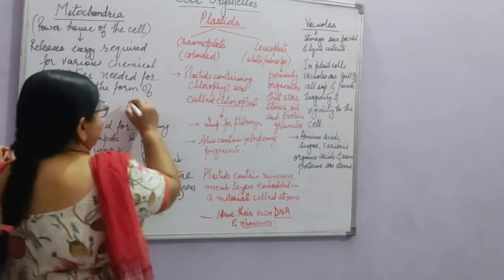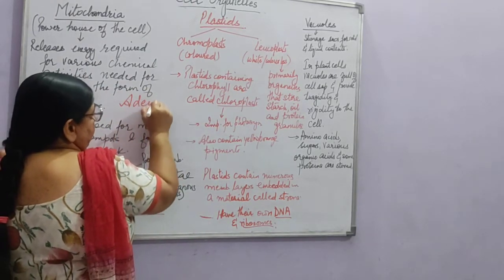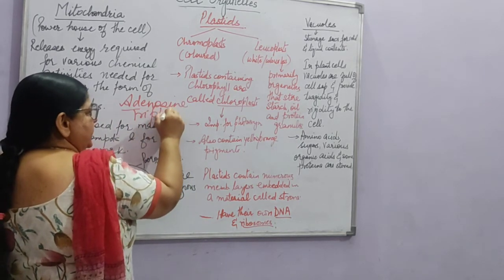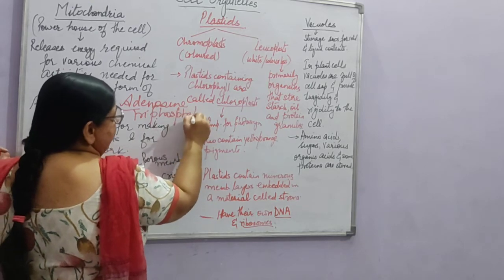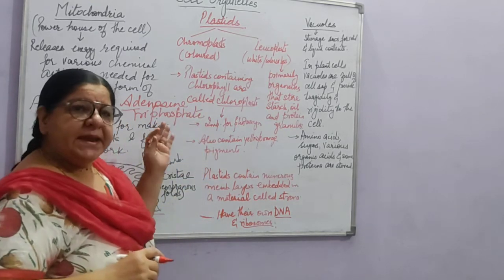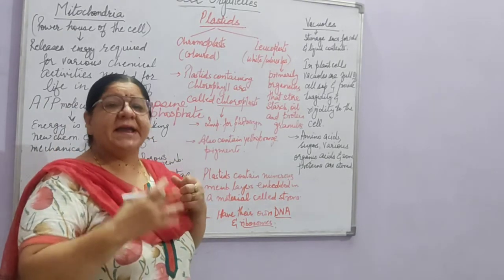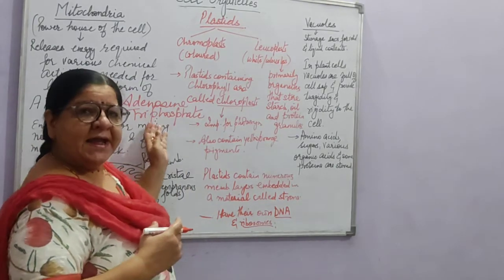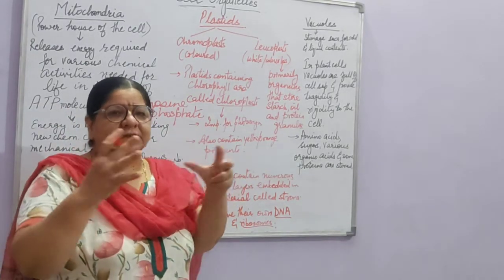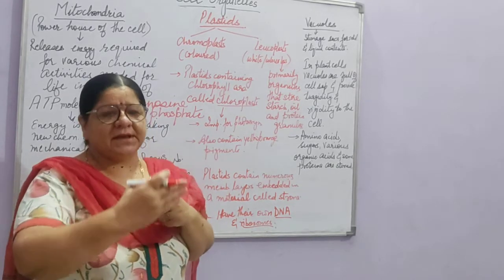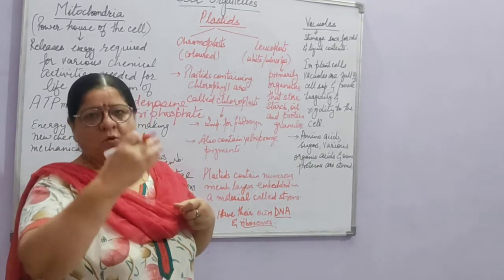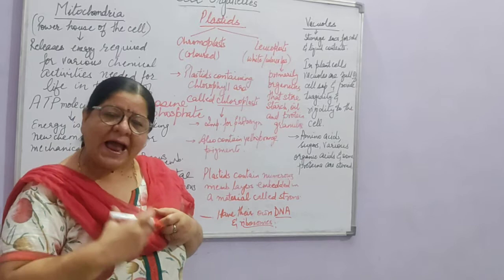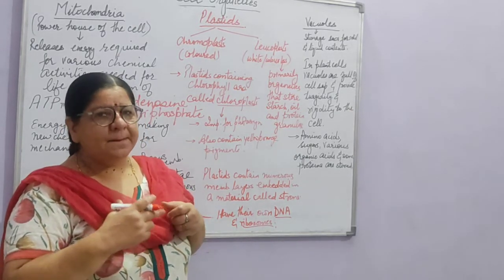ATP means adenosine triphosphate. This is the full form of ATP. This ATP is actually the energy currency of the cell, right? Adenosine triphosphate. So mitochondria stores all the energy and releases it from time to time as it is required by our body for all the biochemical reactions and activities going on inside our body.